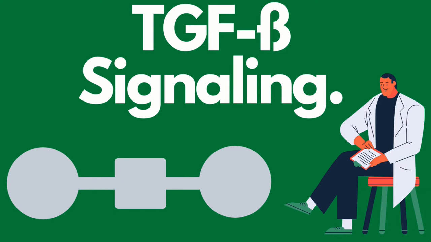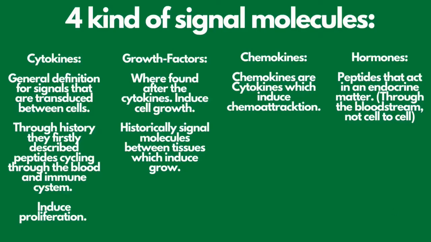Today we're going to talk about the TGF-Beta Signaling Pathway. Here's some literature. And we have four kinds of signal molecules. We have cytokines, which is a general definition for signals that are transduced between cells.